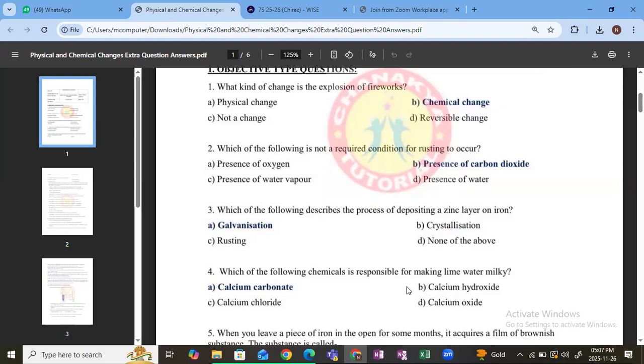Which of the following chemicals is responsible for making lime water milky? Okay, tell me, why do we use lime water?